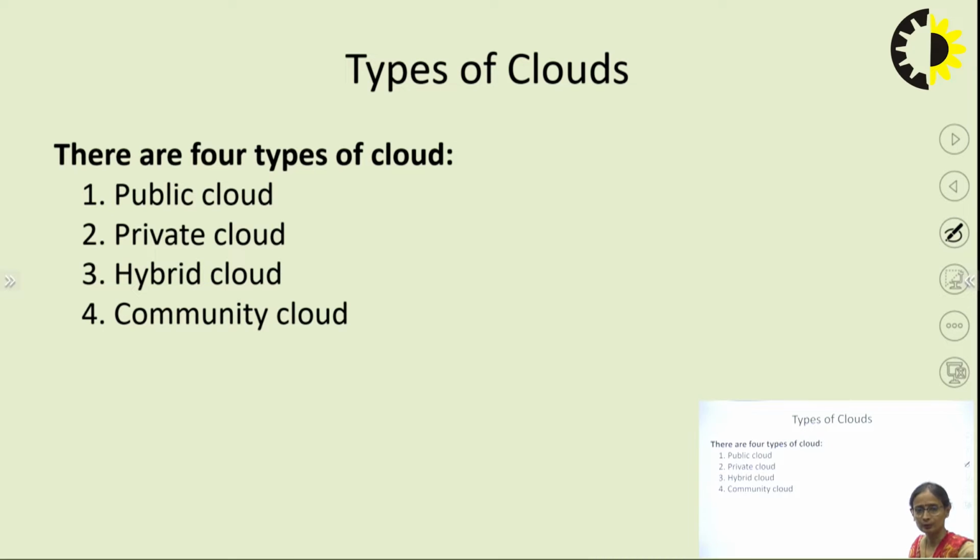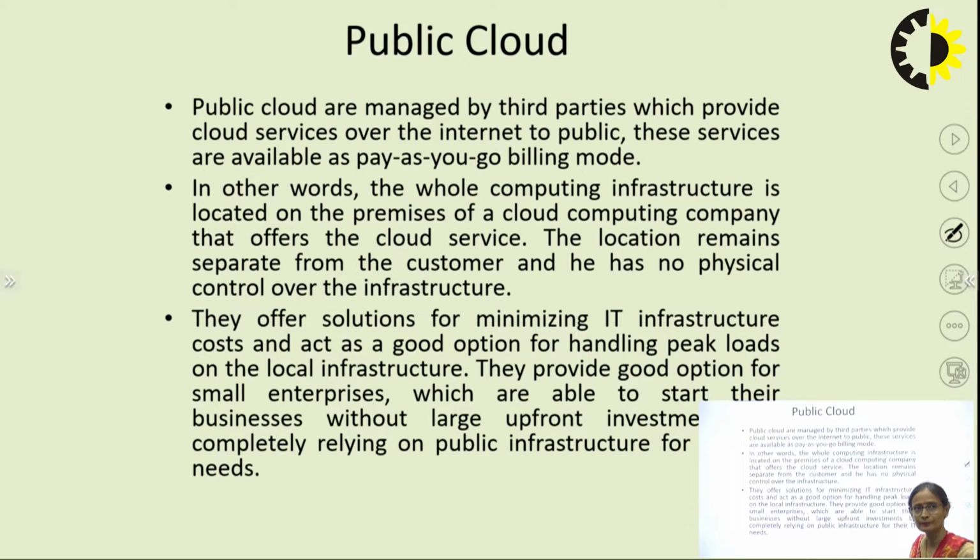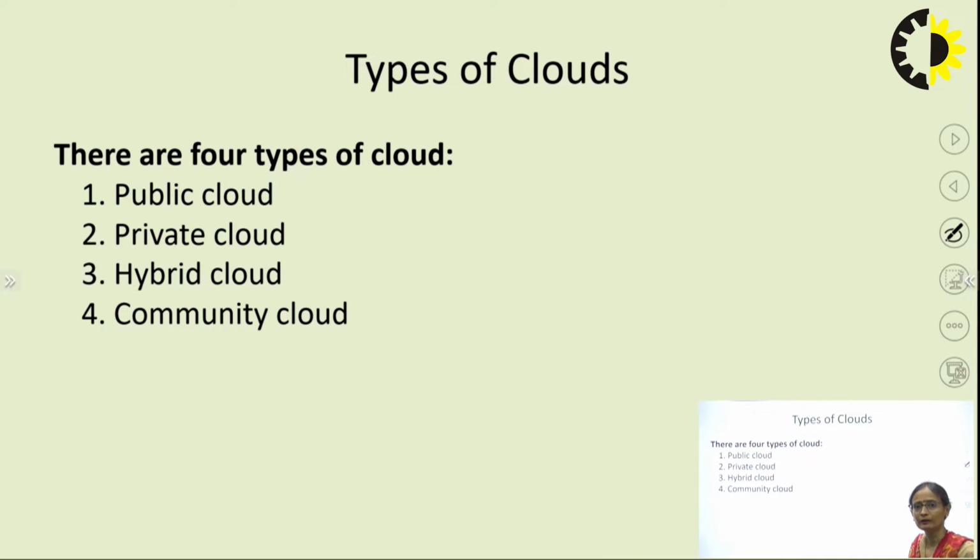So basically, when we say public cloud, these clouds are open for public users. Private clouds are operated by organizations privately. Hybrid cloud is the combination of public and private cloud. And when we say community cloud, it is a group of organizations coming together and performing their activities over the cloud for some specific common cause.